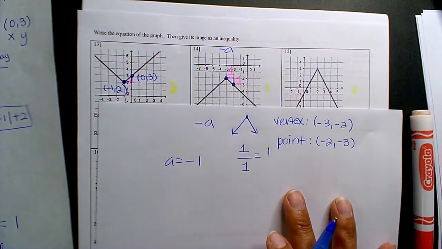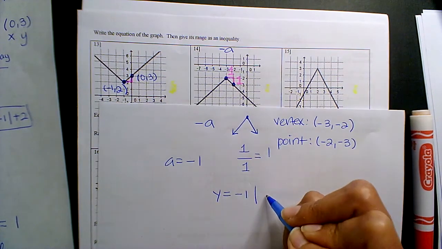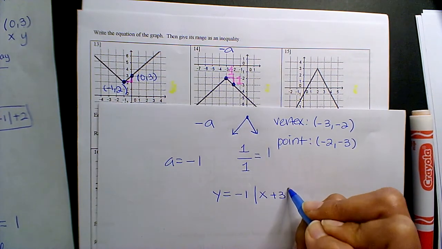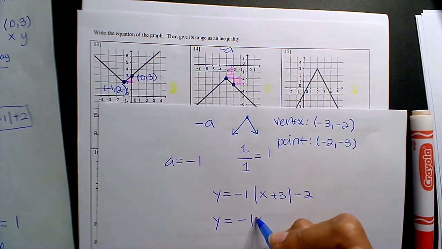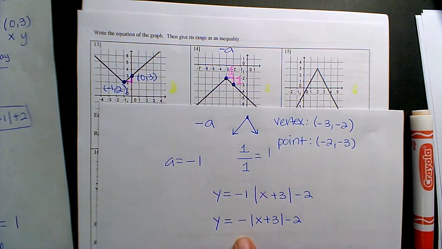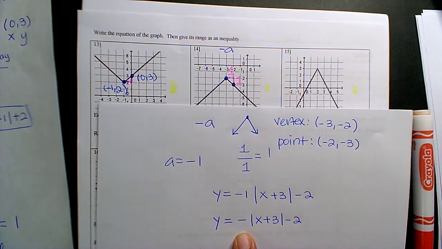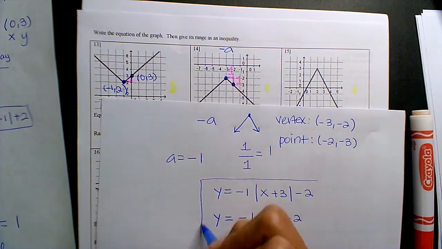So your equation is y equals a, -1, times the absolute value of x plus 3, minus 2. Or if you want to write like a textbook or a test, 1 is implied, so you write it this way, right? Just like, oh, do you want a water bottle? You don't say, oh, do you want 1 water bottle? Okay, so either of these.